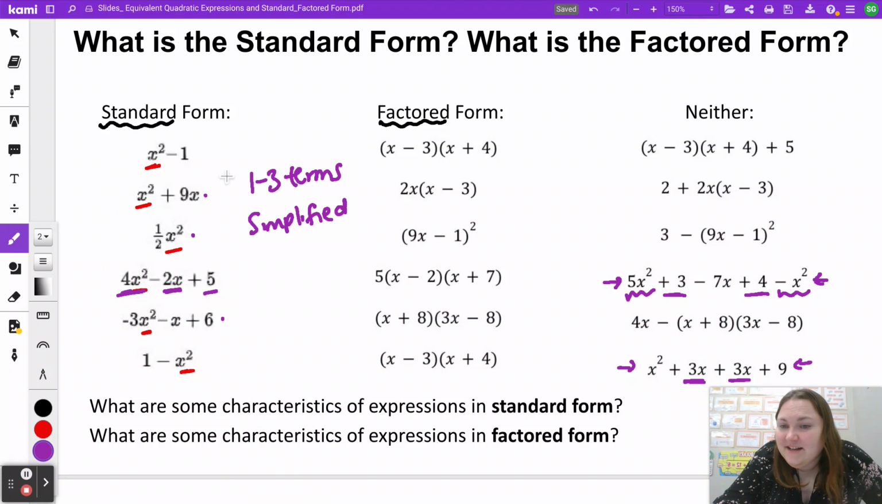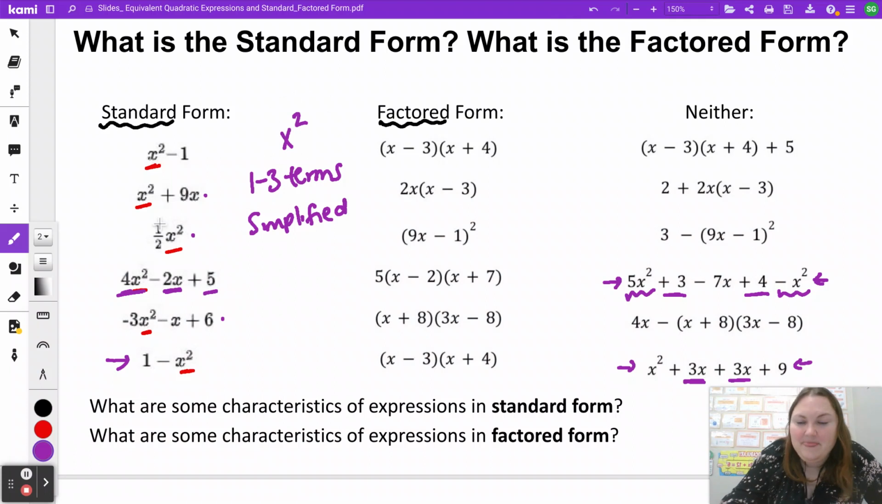To summarize here, standard form is always going to have an x squared in it, always. And then when you simplify it, it might have a term with x and it might have a number as well. With standard form, those terms can be in any order. So a lot of the time, the x squared does come first, but notice here it doesn't have to be. Those are the main characteristics of these standard form expressions. You've got an x squared, there's going to be 1 to 3 terms in it, and it is simplified.